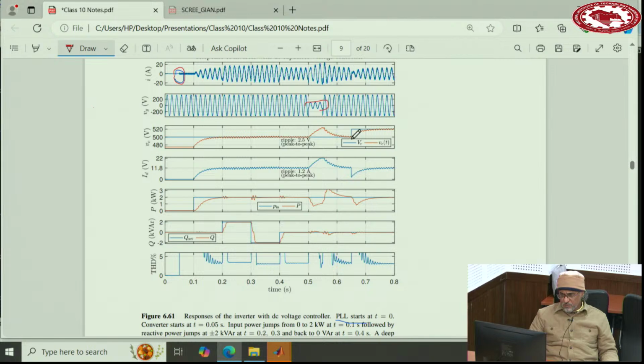And here at this point, we have a set point change. We ask the converter to change the voltage of the capacitor from 500 to 520. And it does, right?